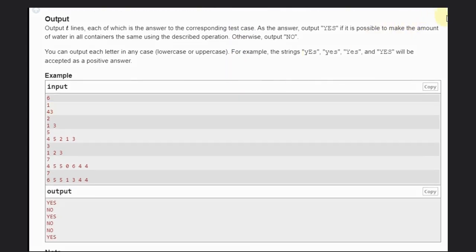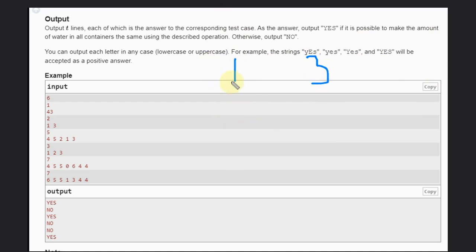In the first case, we have 43 and there is only one container. That means it is already equal, hence the answer is yes. This is a very simple example. Let's see one more: 1 and 3.